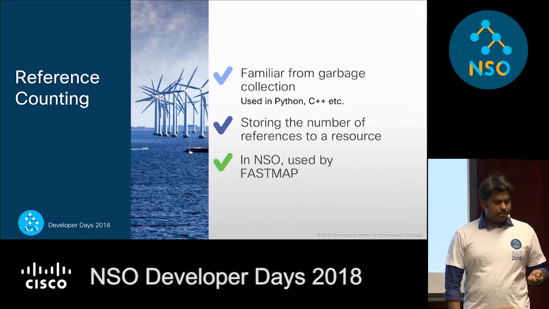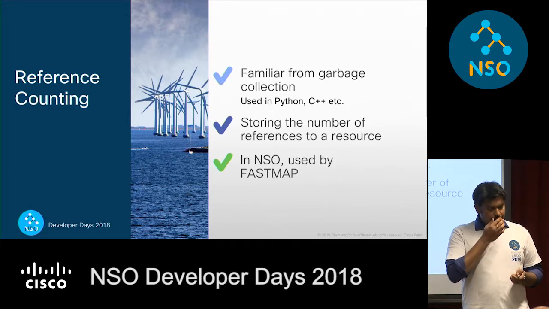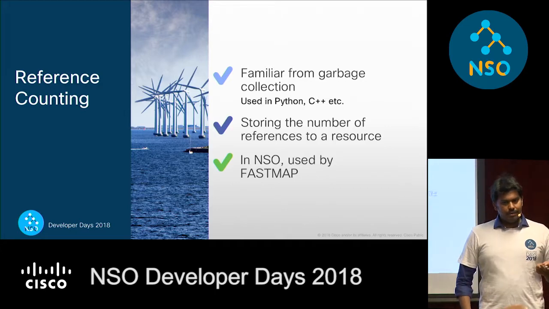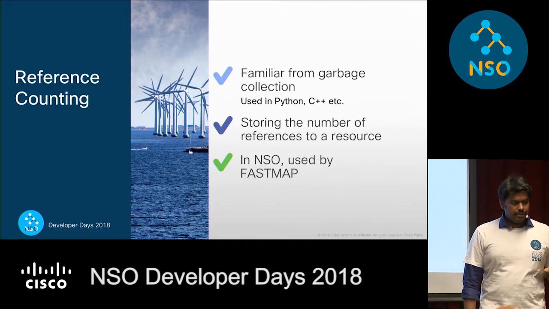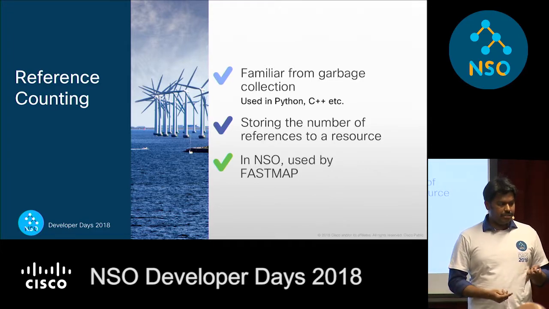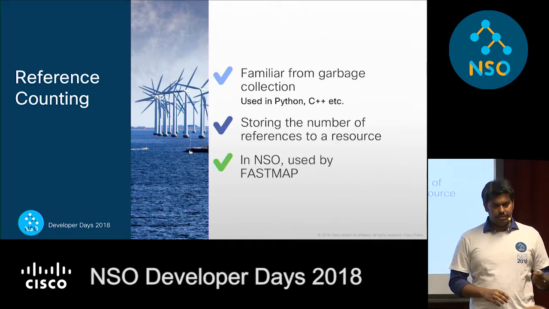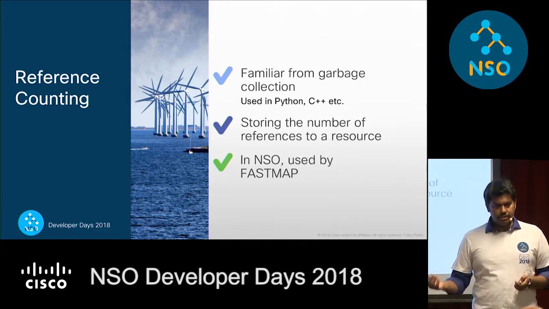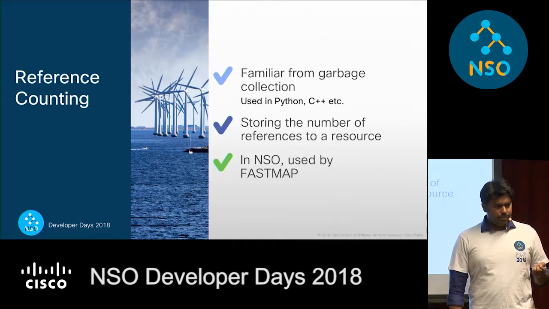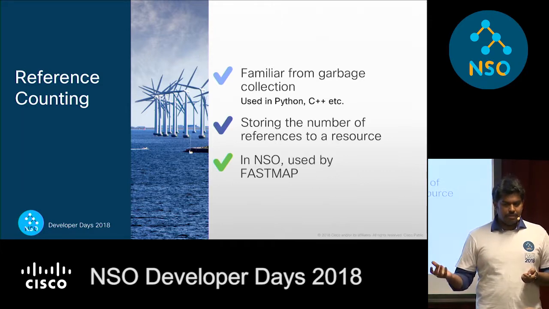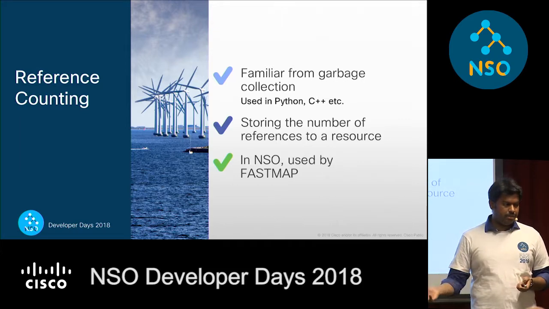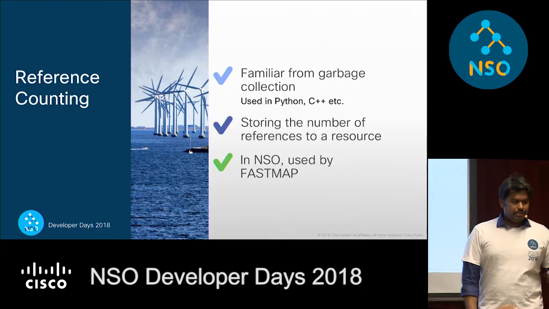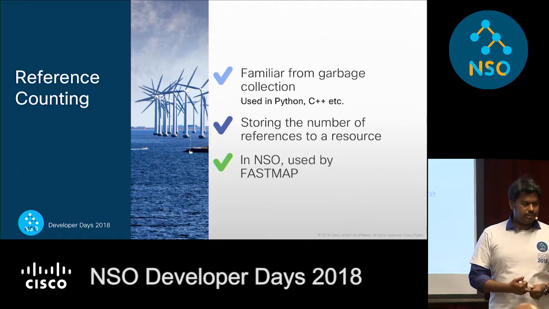And the next one I'll talk about is reference counting. Sorry. So reference counting is quite an old technique actually. It's familiar from garbage collection in high-level languages nowadays. Python uses it, and C++ has an option to use reference counting for garbage collection. So what that means is every new object created will get a reference, and if the number of references to an object is 0, that means that that object is not reachable, so that can be garbage collected now.